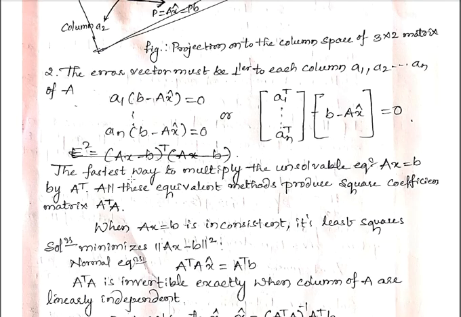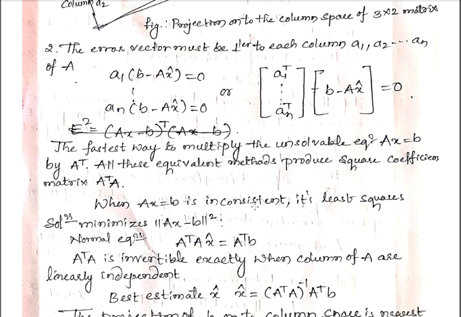Now the thing is how to solve this one. The fastest way is to multiply the unsolvable equation Ax equal to b by A transpose. So we can solve this equation. All these equivalent methods produce a square coefficient matrix, that is A transpose A, when AX equal to B is multiplied with A transpose. So A transpose A we are going to get.